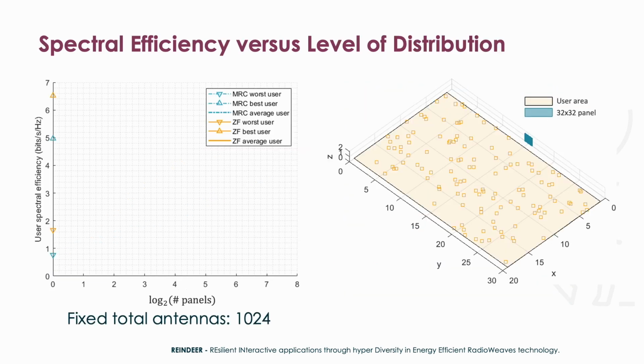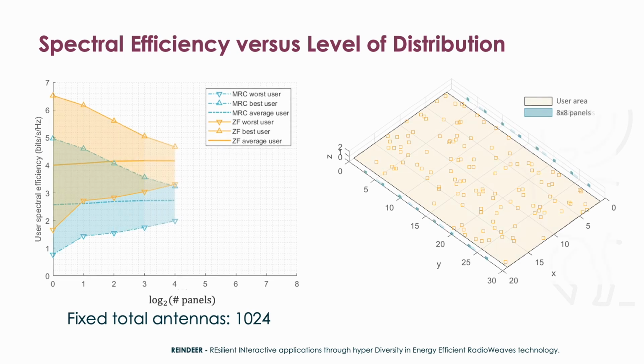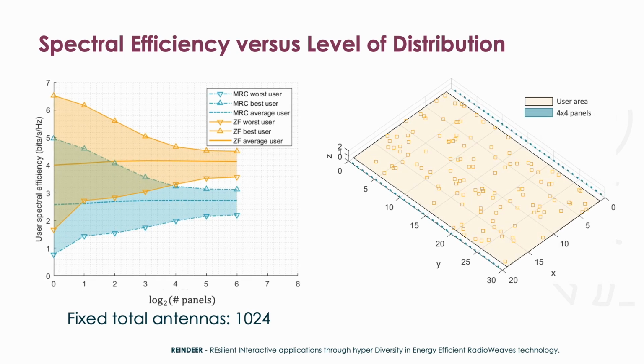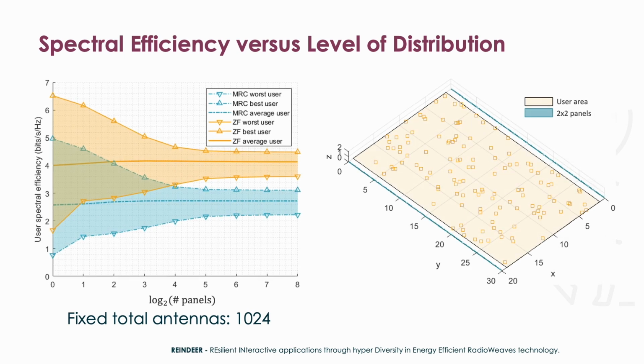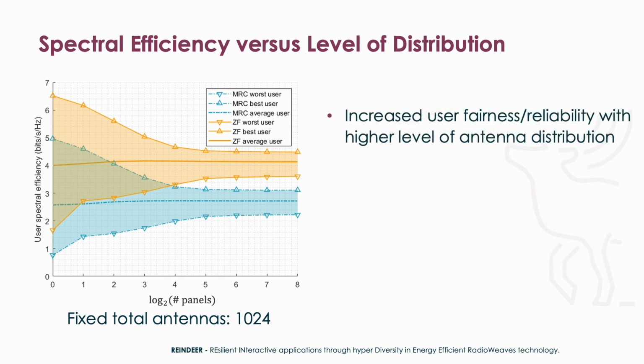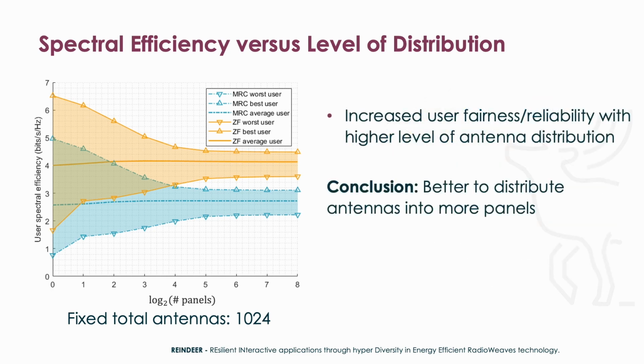On the other hand, if we distribute a fixed number of antennas into an increasing number of panels, we can also see that the performance among the different users becomes more uniform, ensuring user fairness and overall system reliability. This endorses the potential of distributed radio waves implementations.